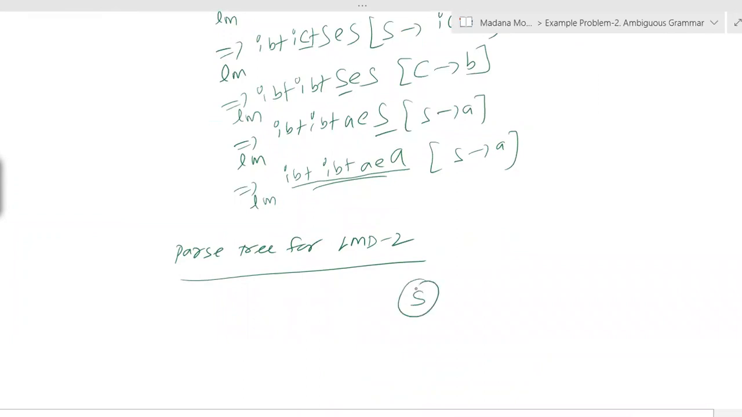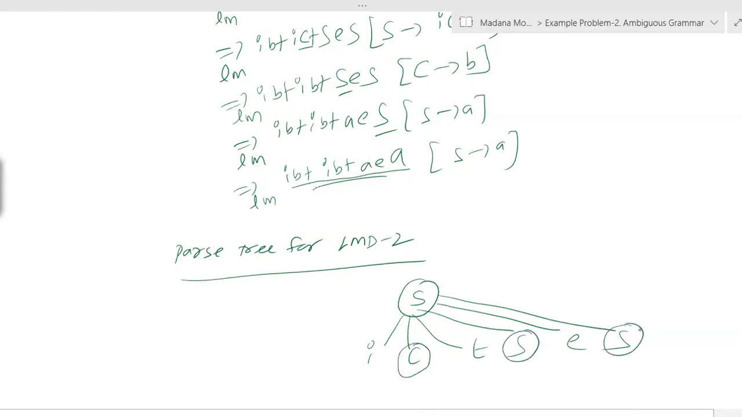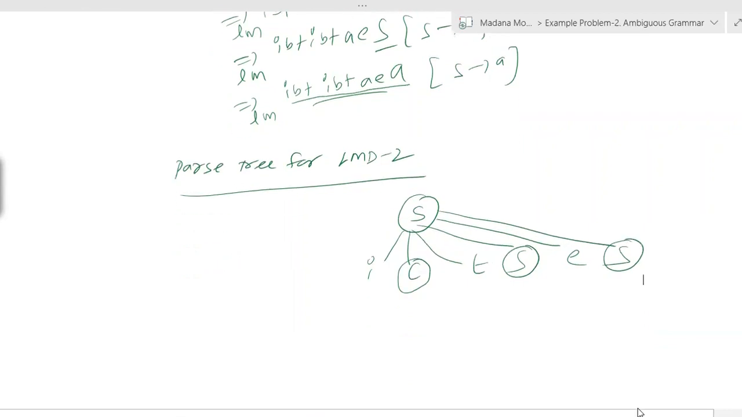Now S is the root. Here we have taken I, C, T, S, E, S. So all variables are represented within circles, which are called internal nodes. Then terminals you can keep as they are. Now you can see what we did. The leftmost variable C is replaced by B. Now B is the child of C.